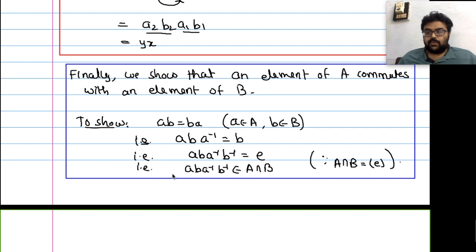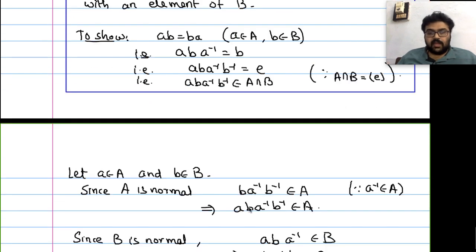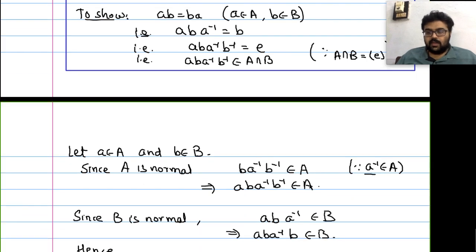So now we are going to show this. This is a type of normal condition: if the group is normal, then we have this kind of element belonging to it. So now we use the fact that A and B are normal. We start with a in A and b in B. Since A is normal, I can keep the middle element of A, but I cannot take a here, so I'll use a inverse. A inverse I keep in A, and I multiply by b and b inverse on the other side because A is normal. This is an element of A, and I just multiply by a on the left. So aba inverse b inverse is in A.